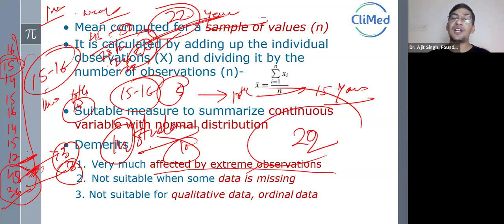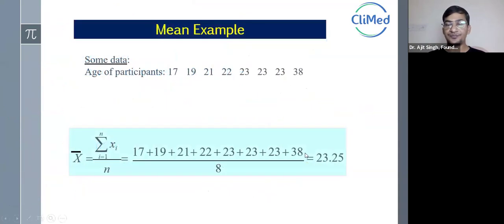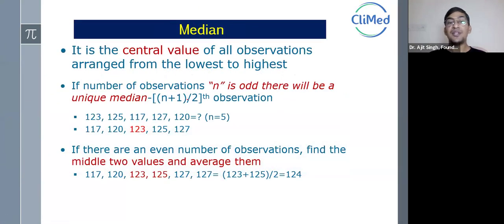So mean is not a suitable central tendency in case of extreme values, and also when data is missing. And as I told you, this is only for what type of data? Continuous type of data. This is not for ordinal or ranked data. So this is the mean example. Now median. Median is again a central tendency, the central value of all the observations. And when mean is not suitable, median is perfectly suitable.